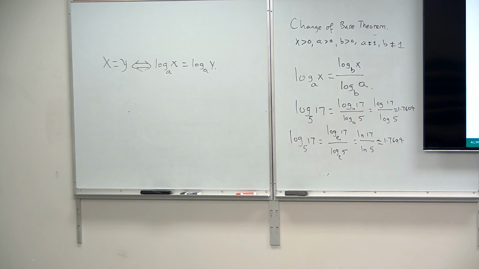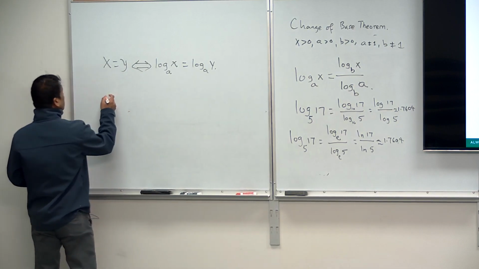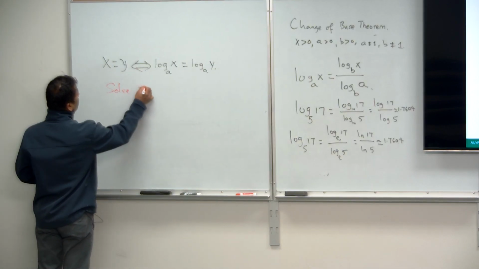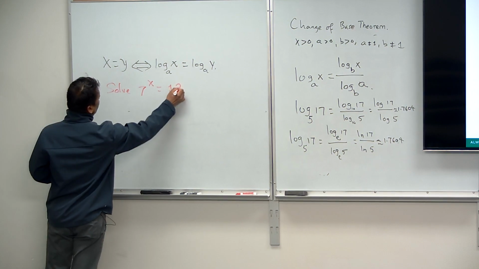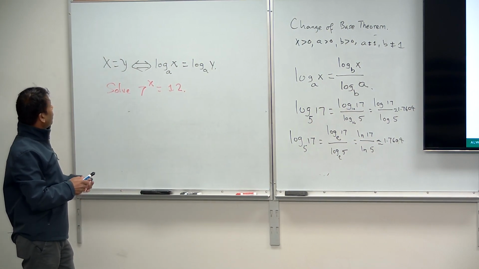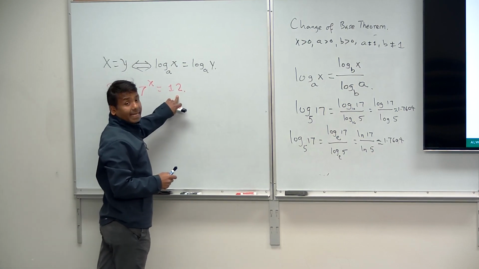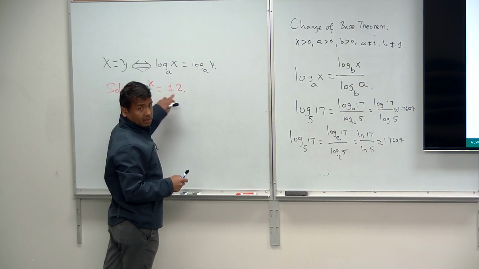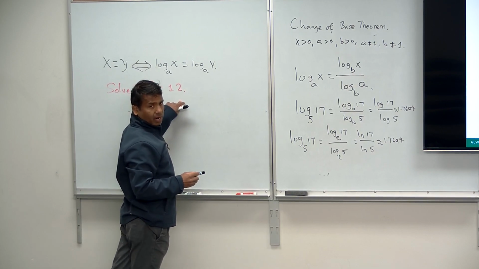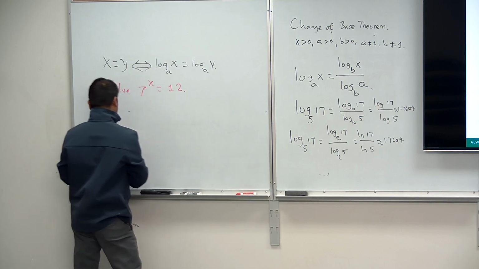So now if you want to solve this equation, solve 7 to the power x equal to 12. You cannot make the same base on both sides. You cannot. This is an exponential equation. You cannot make the same base.